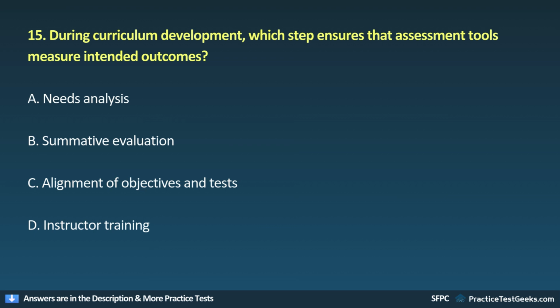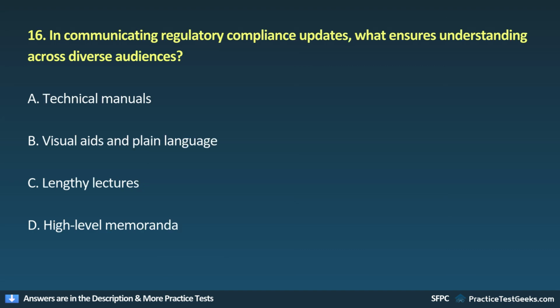15. During curriculum development, which step ensures that assessment tools measure intended outcomes? A. Needs analysis. B. Summative evaluation. C. Alignment of objectives and tests. D. Instructor training. 16. In communicating regulatory compliance updates, what ensures understanding across diverse audiences? A. Technical manuals. B. Visual aids and plain language. C. Lengthy lectures. D. High-level memoranda.